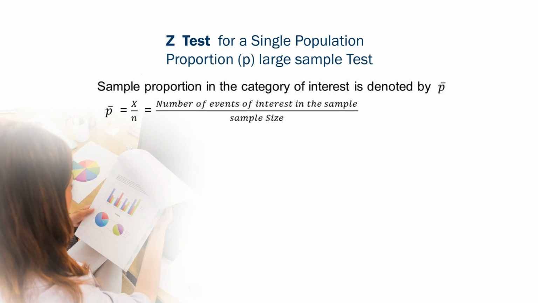Then the sample proportion in the category of interest is denoted by P bar. P bar is the number of events of interest in the sample divided by the sample size, which is the same as x over n. So, we get x from the data, and we know the sample size, and we can calculate x over n to get the sample proportion.